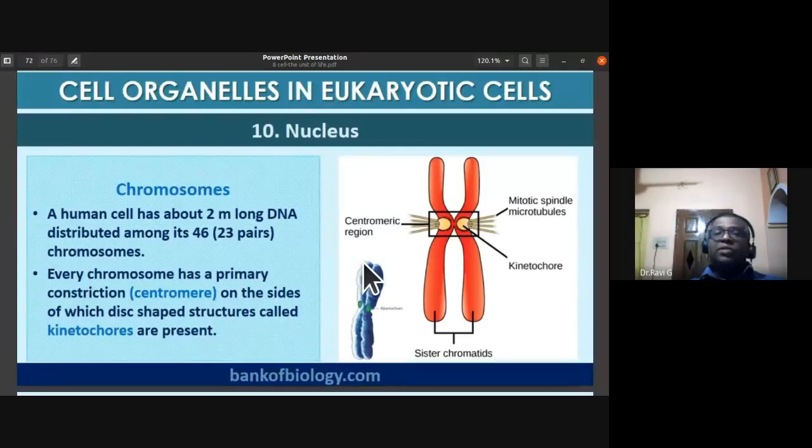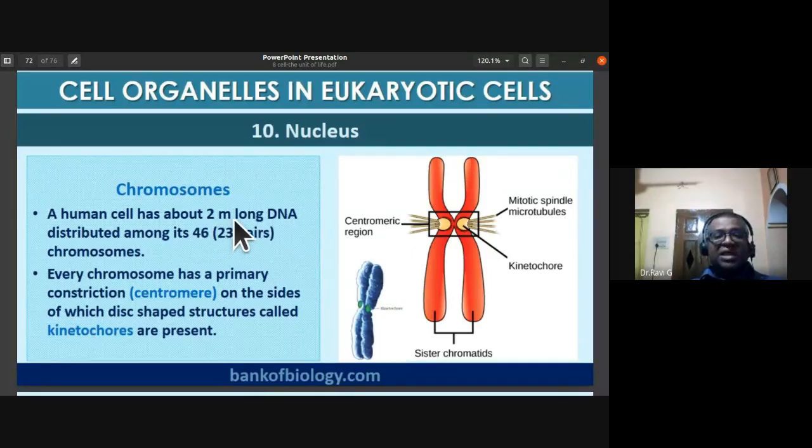Next, we will be discussing the chromosomes. I've already told you that during cell division, the chromatin material condenses to form the chromosomes. The best stage to study the chromosome structure is the metaphase stage, because maximum condensation would have taken place at metaphase. You can study different types of chromosomes at the metaphase stage.